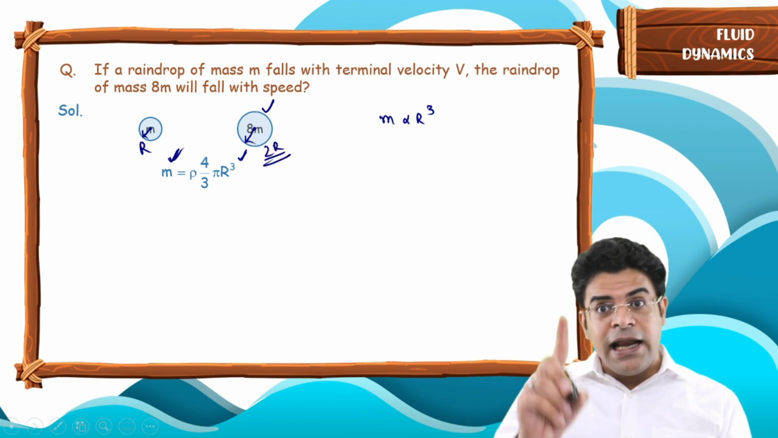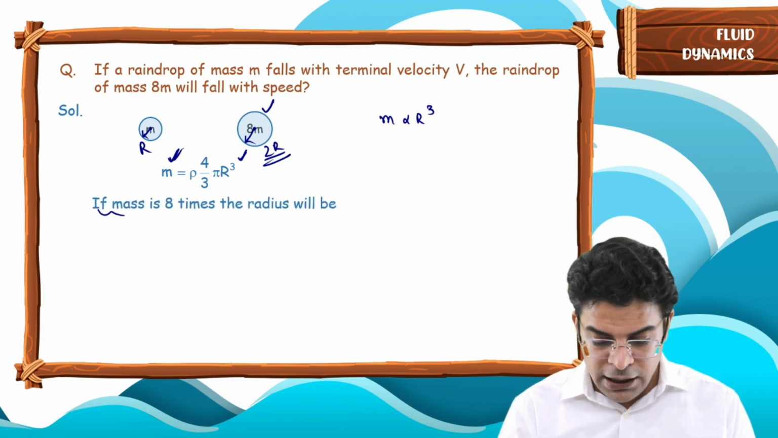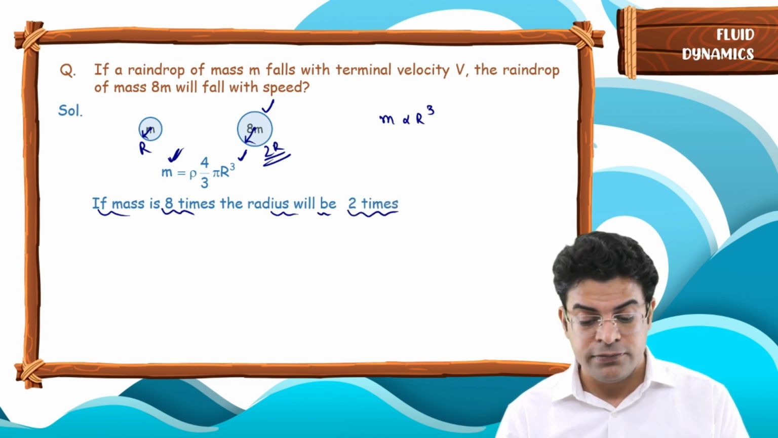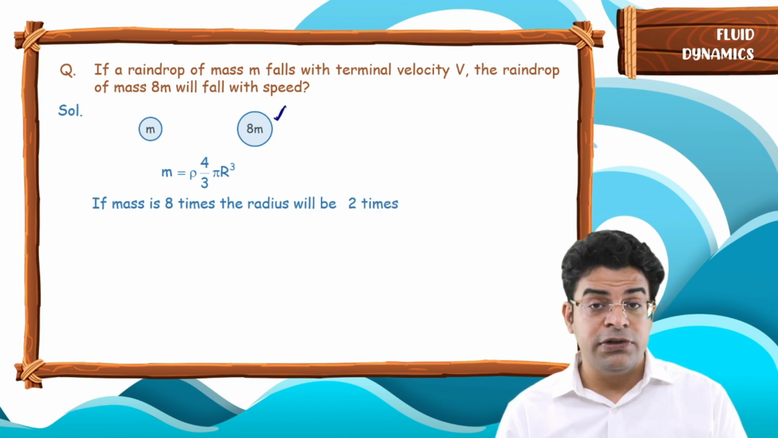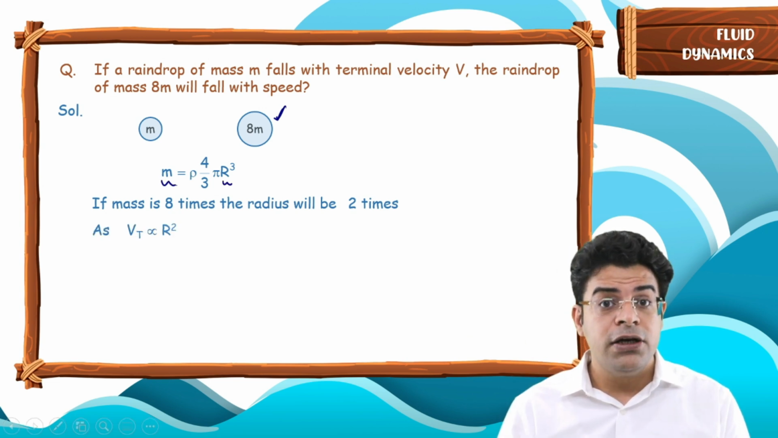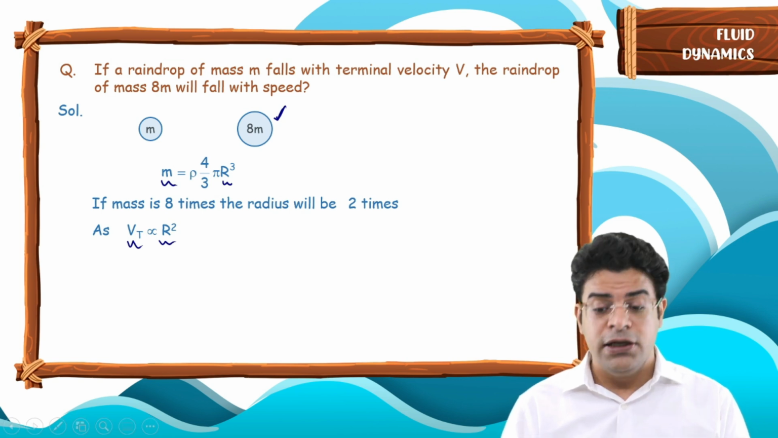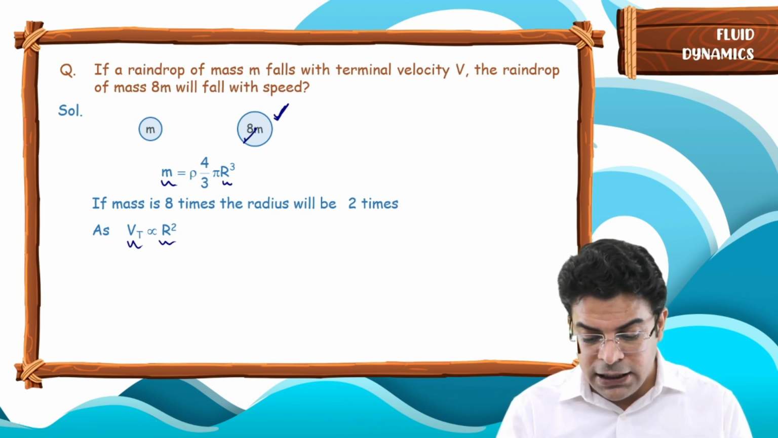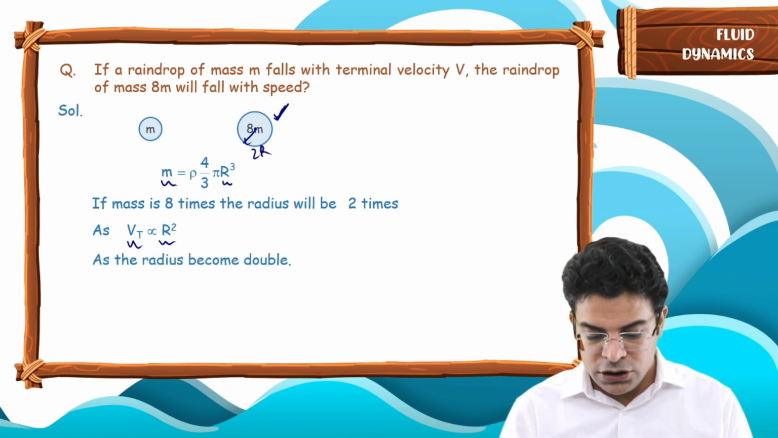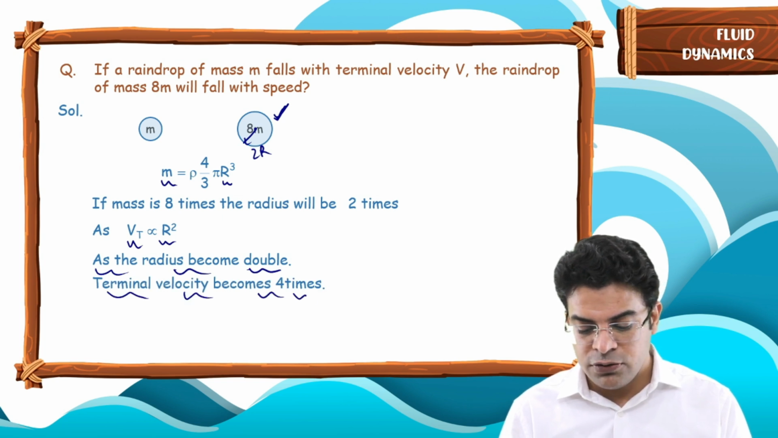And when the radius becomes double, the terminal velocity becomes 4 times. So if the mass is 8 times, the radius has to be 2 times. As the terminal velocity is proportional to r square, since the second drop has double the radius compared to the first drop, it will have 4 times the terminal velocity. So as the radius becomes double, the terminal velocity becomes 4 times.